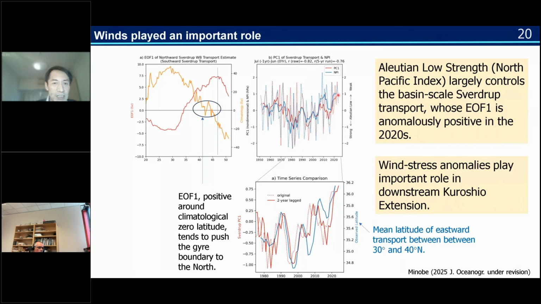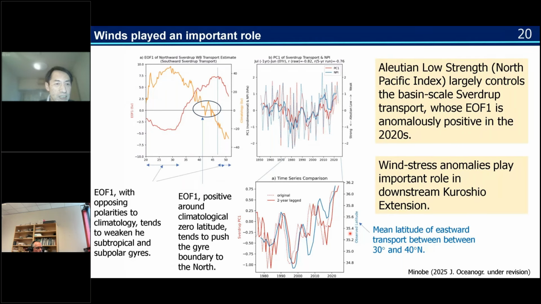And this PC1 is closely related to the mean latitude of the eastward transport between 30 to 40 degrees north, between 155 and 160 degrees east, with a 2-year lag. So definitely this wind plays an important role in the Kuroshio extension variability, a little bit offshore, so downstream of the Kuroshio extension. And also this EOF1 is opposite to the climatology in the subtropical gyre and subpolar gyre. So that suggests that if EOF1 is positive, then that tends to weaken the Kuroshio and Oyashio.